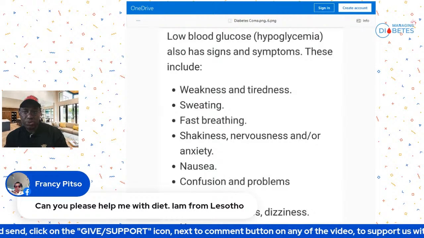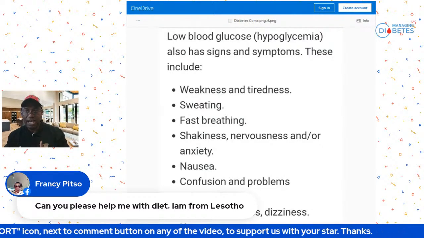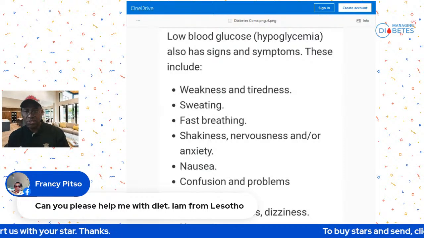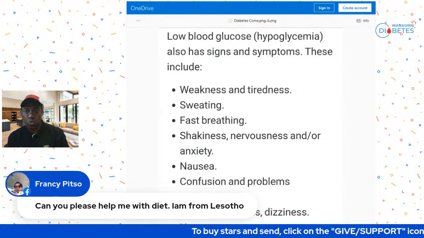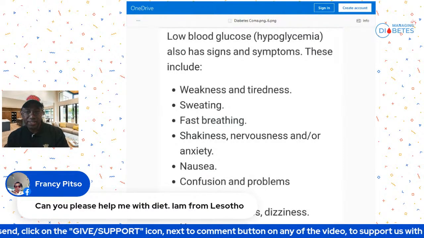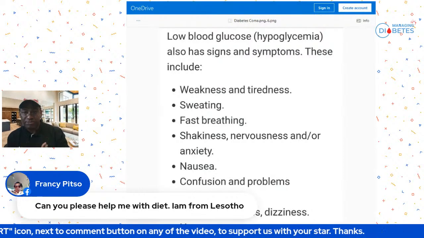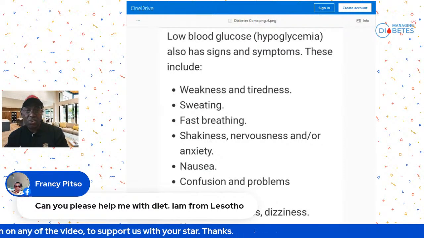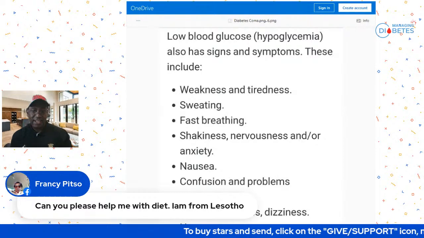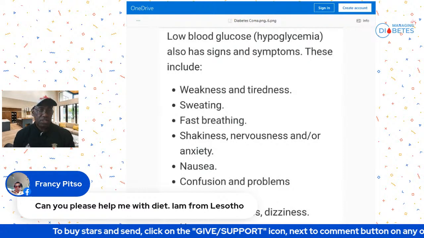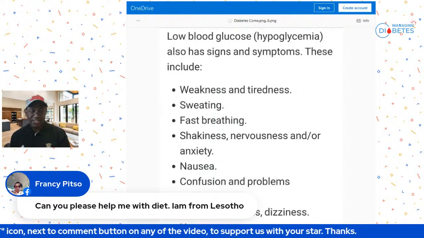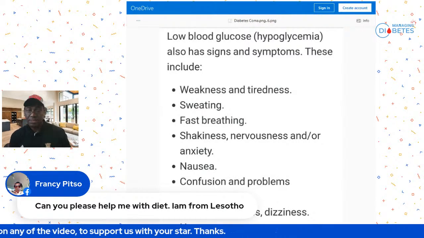Now let's look at low blood glucose, which is hypoglycemia. Hyperglycemia, which is high blood sugar, has its own symptoms, and hypoglycemia, which is low blood sugar, has its own symptoms. These include weakness and tiredness, sweating, fast breathing, shakiness, nervousness or anxiety, nausea, confusion, and sometimes hunger, dizziness, and lightheadedness. These are some of the symptoms of low blood sugar that you should be aware of.